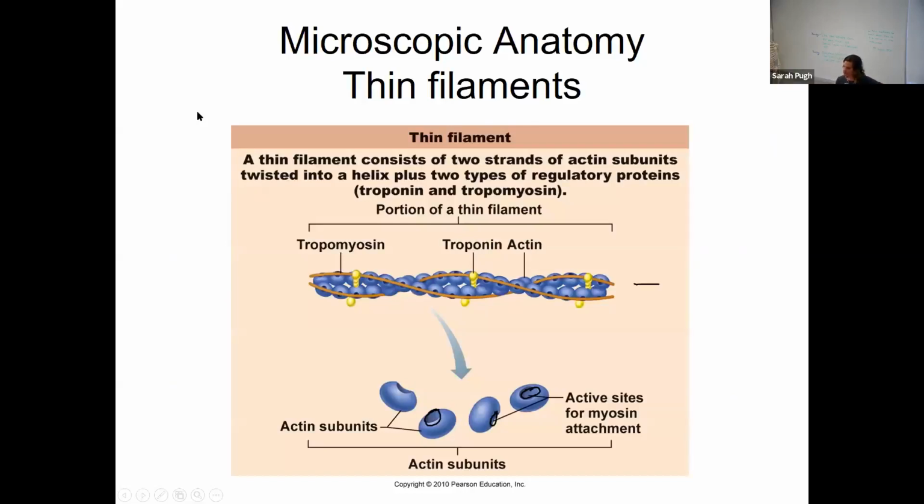Now you'll notice up here when we look at our thin filament, notice that you've got this sort of brown and yellow structures right here, right? Here's the brown. And notice what it's covering. It is directly on top of that active site. Those are regulatory proteins called troponin and tropomyosin. So you can see tropomyosin is that brown string, and troponin helps to hold that in place. Okay.